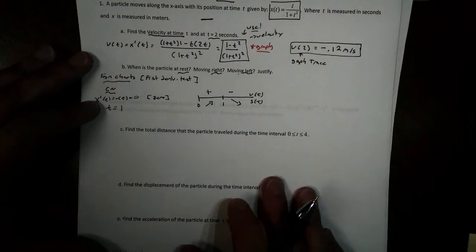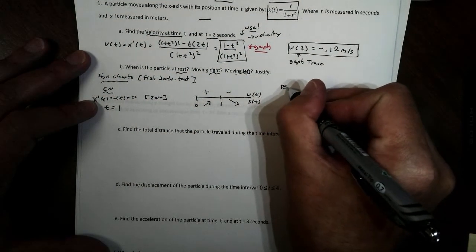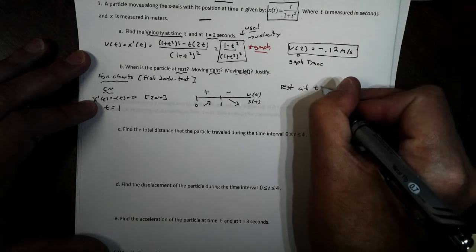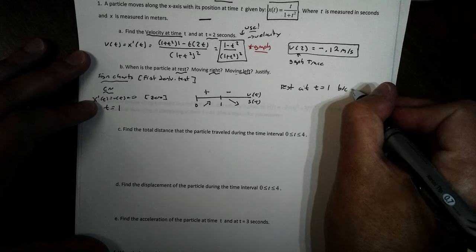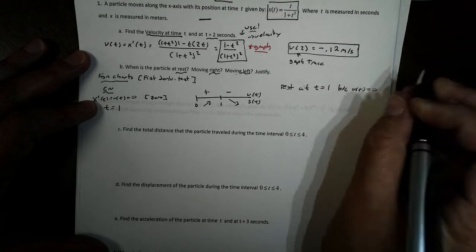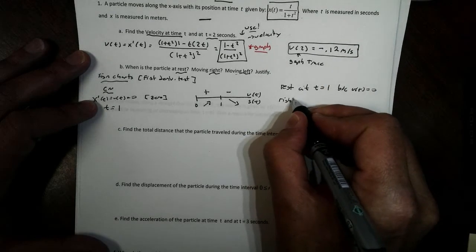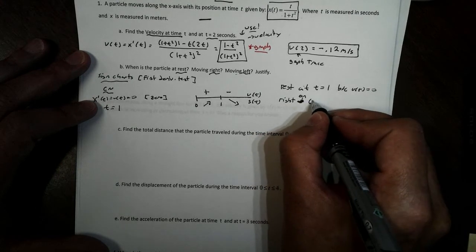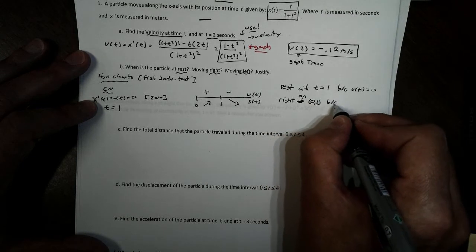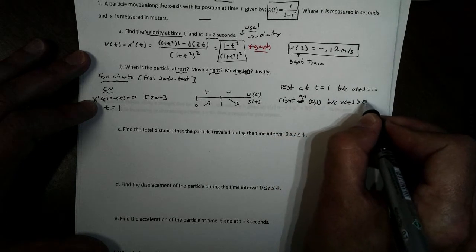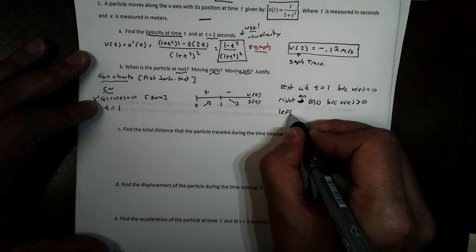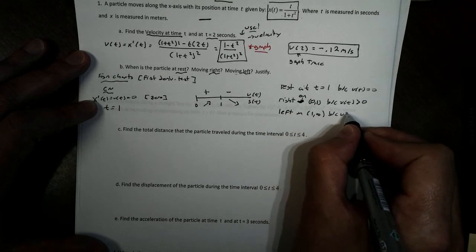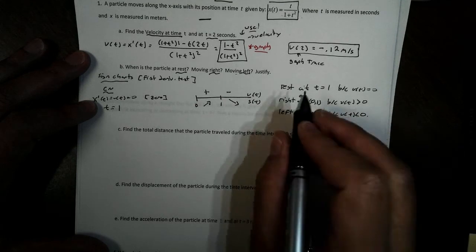So we can answer the questions now. We are at rest at t equals 1, and that is because the velocity there is 0. We are moving to the right on 0 to 1, and that is because our velocity is greater than 0, and we are moving to the left on 1 to infinity, and that is because our velocity is less than 0.